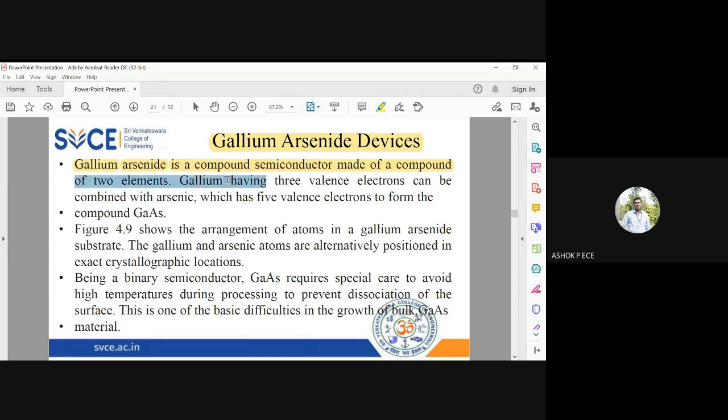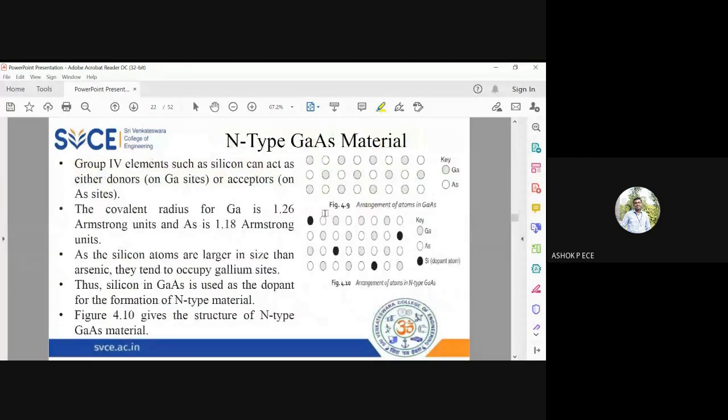Gallium has 3 valence electrons, so it is a p-type semiconductor, and arsenic is going to have 5 electrons in the valence band, so it is called n-type or donor impurity. So when you combine both, you get what is called gallium arsenide. This is the arrangement of atoms in gallium arsenide. You can see how the gallium and arsenic atoms are alternately and beautifully placed here.